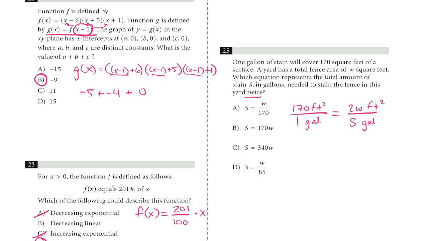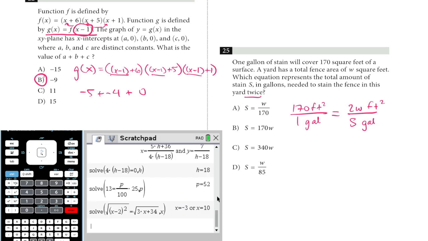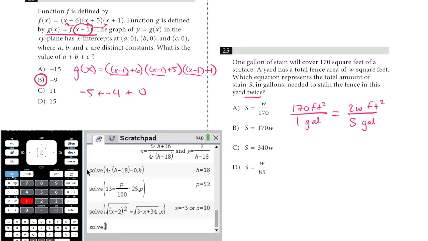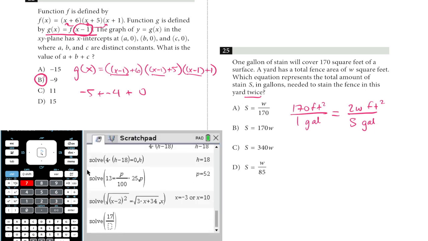Well, again, we now just made an equation that has one letter we're trying to get by itself. So we can now solve for S. So I'm going to do menu 3, 1, control divide, 170 over 1 equals 2W over S. And we are solving for S because they want to know how many gallons.